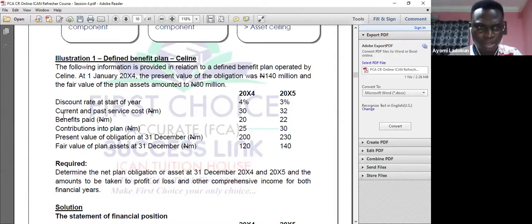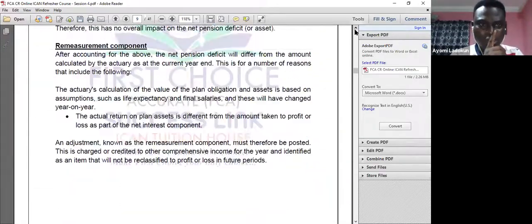Sorry. Okay, so it said, let me see. This is the present value of the obligation, and the plan asset. Here the obligation is higher and the plan asset is lower. Now look at your pro forma. Let me show you again.